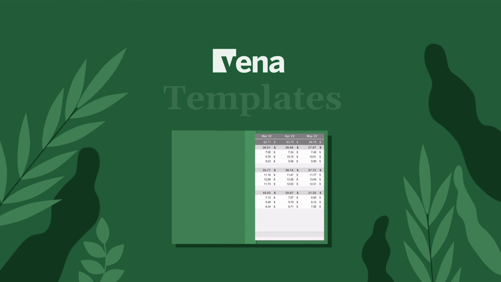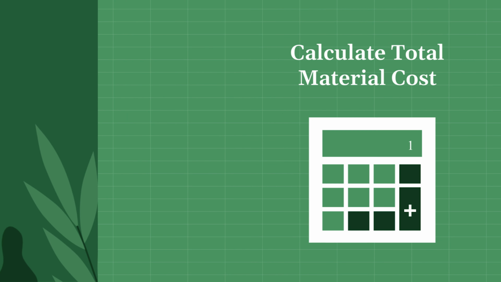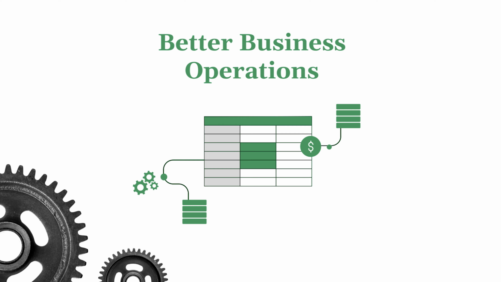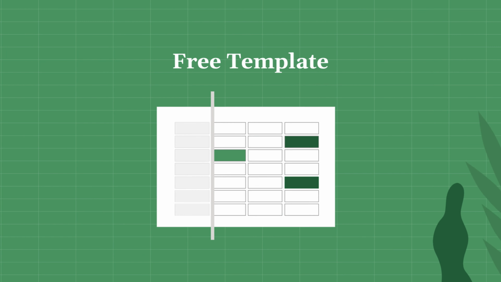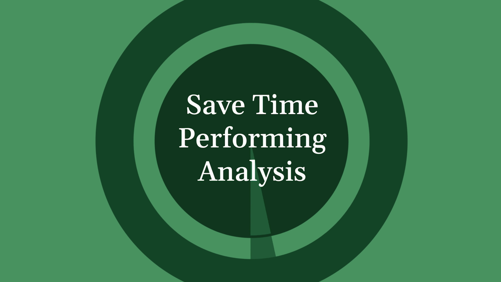In this video, you will learn how to use Vena's Building Materials Excel template to automatically calculate your total material costs to better plan your business operations. This free template includes instructions and was built using best practices to help you save time when performing your analysis.